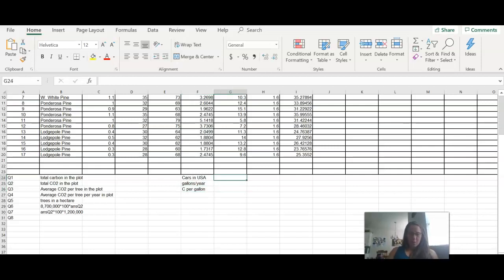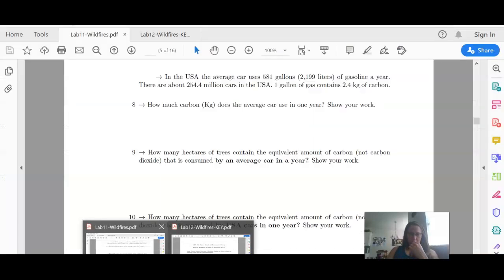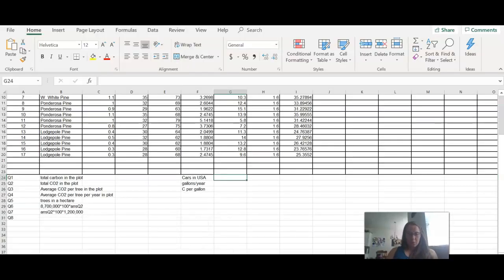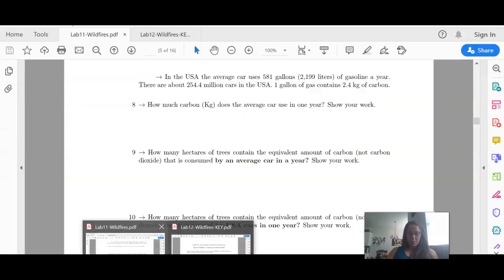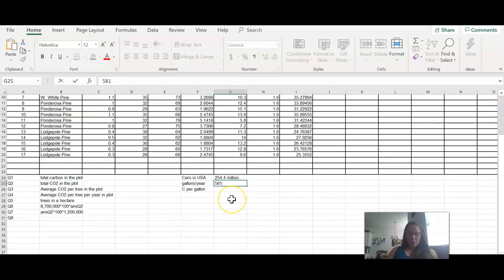Okay, so we know that there are 254.4 million cars in the USA. Let's write that down. 254.4 million cars. We know that it takes, I think it was 581 gallons per car per year. But let's double check. Yep. Okay. And then each gallon contains 2.4 kilograms of carbon. Okay. And then 2.4.